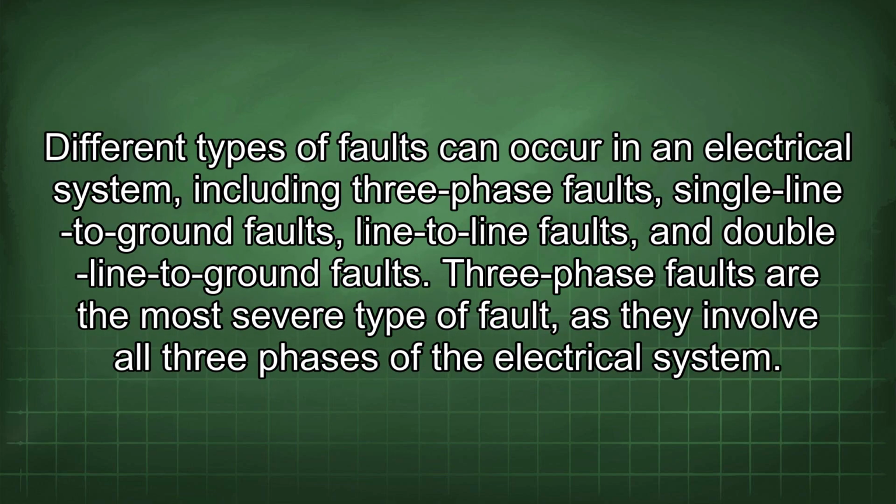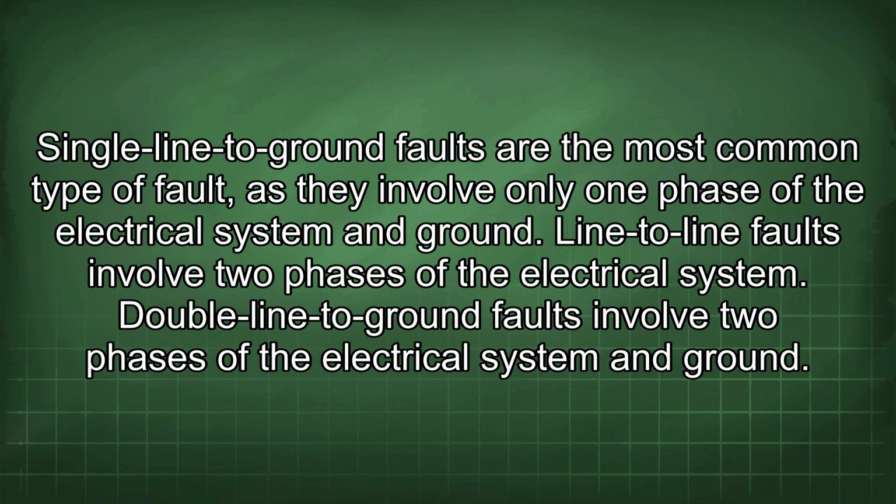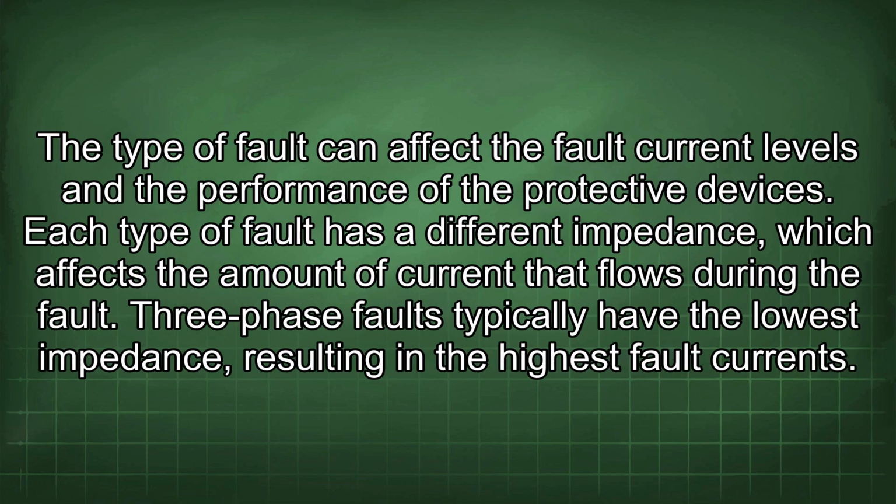Different types of faults can occur in an electrical system, including three-phase faults, single line-to-ground faults, line-to-line faults, and double line-to-ground faults. Three-phase faults are the most severe type of fault, as they involve all three phases of the electrical system. Single line-to-ground faults are the most common type of fault, as they involve only one phase of the electrical system and ground. Line-to-line faults involve two phases of the electrical system. Double line-to-ground faults involve two phases of the electrical system and ground. The type of fault can affect the fault current levels and the performance of the protective devices.